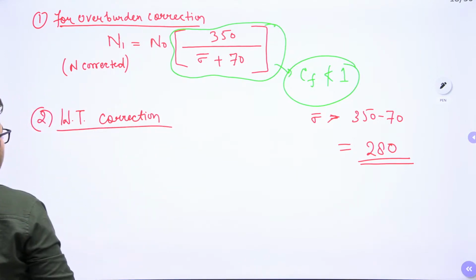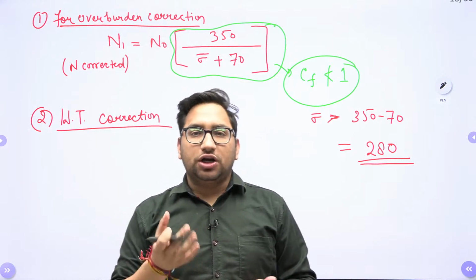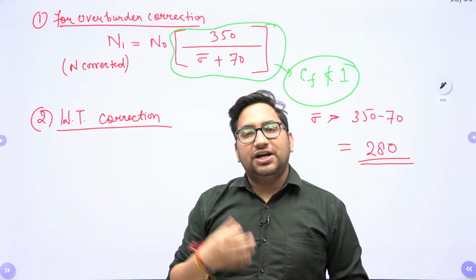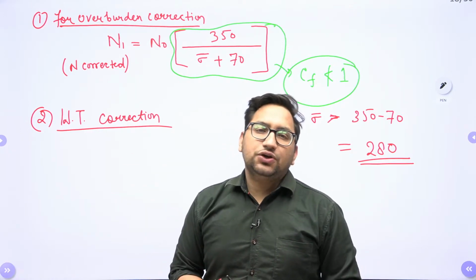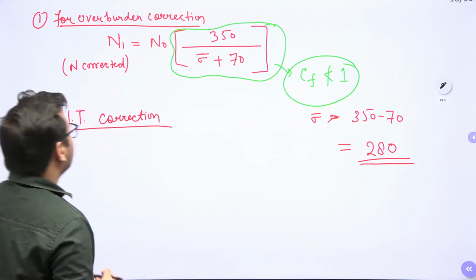Water table correction. Suppose at the test level or above the test level there is a water table. Definitely the number of blows required for the penetration is going to change due to the effect of the water table. So for that you have to apply the water table correction factor, right? So what will be the water table correction factor?